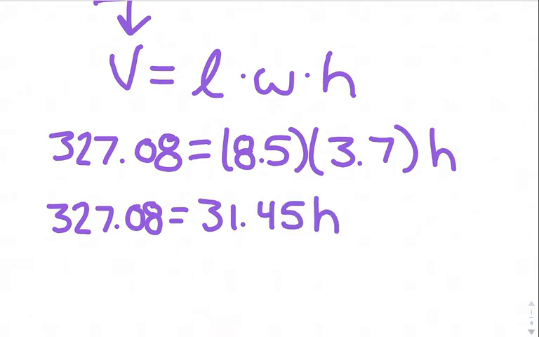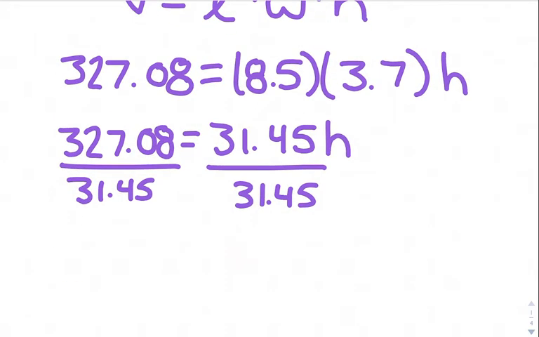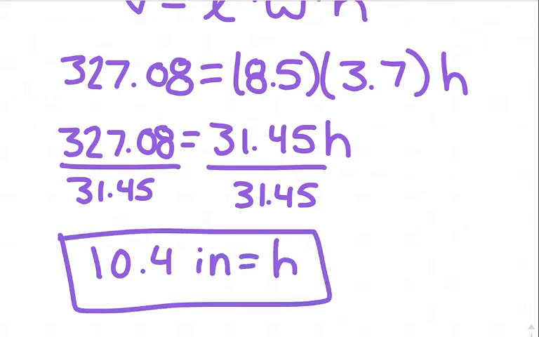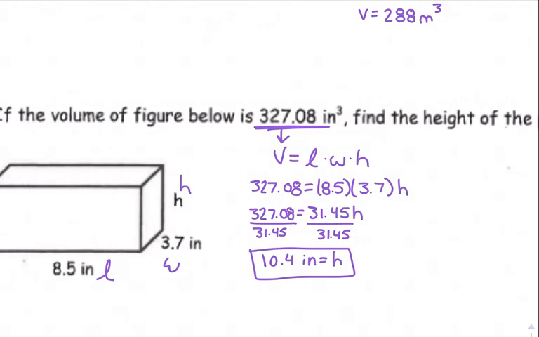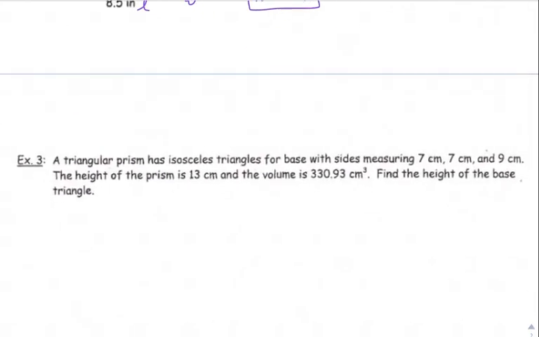Now to get H alone, you have to divide by 31.45. So I divide both sides by 31.45, and my answer is going to be 10.4 inches as my height. So that's one example where instead they give you volume, and you have to solve for a side length. This one we solved for height. Let's try another one.